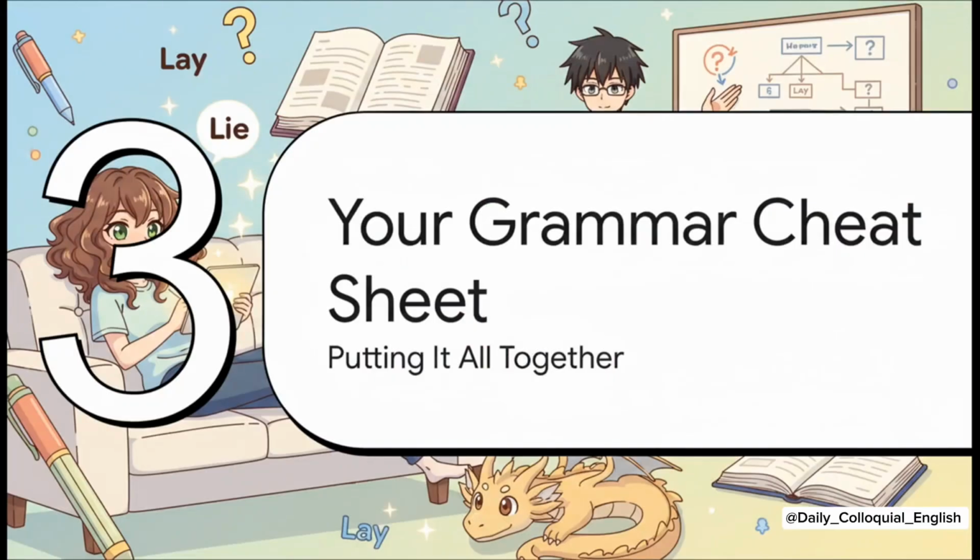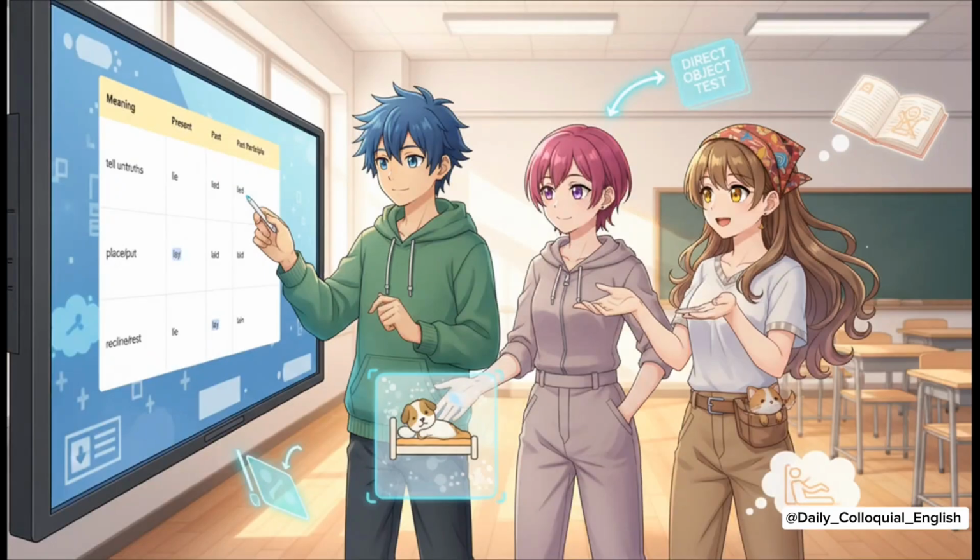Okay, let's take a quick breath and pull all of this together. This next slide, this is the one you're going to want to take a screenshot of. This is your definitive cheat sheet. And boom, here it is. This chart lays it all out for you, no pun intended. You've got the three different meanings and all their parts. Just focus your eyes on that bottom row for recline/rest. See how its past tense is lay? That's the trap. That's the whole ball game. Seriously, pause here if you need to.